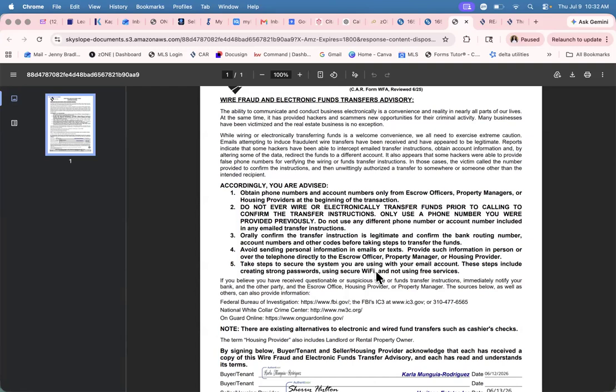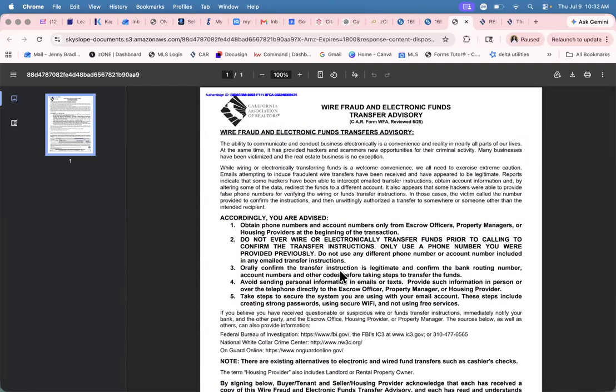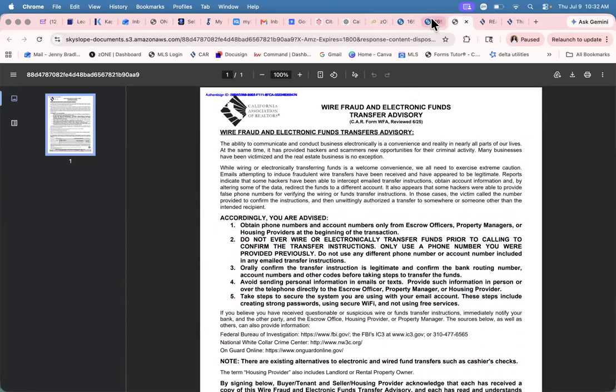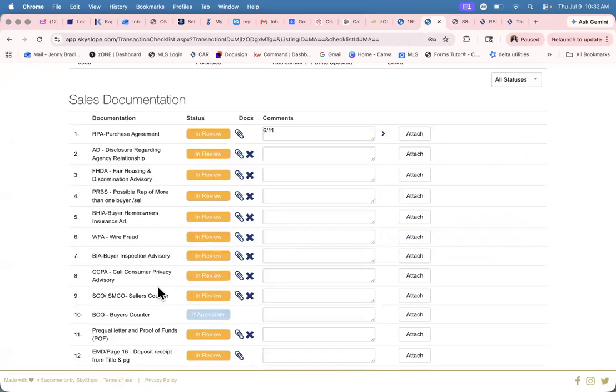So I do go over this with them. This is one of the most important things, okay? And then I do ask them to read it as well. Okay, so wire fraud is very important to go over.